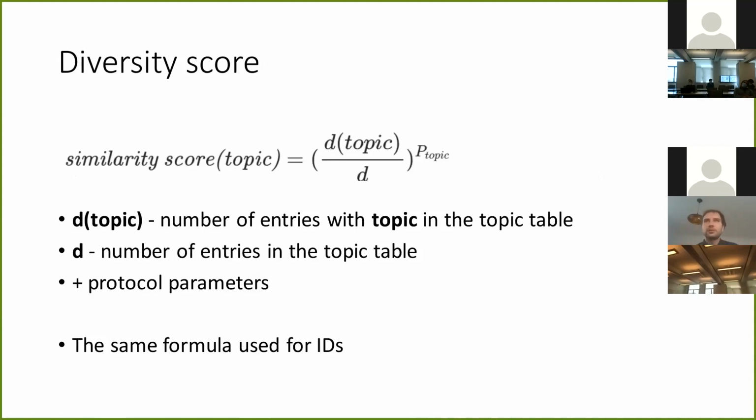And so if we start with the topic, this is a very simple formula. Again, we can ignore this power here. This is just a parameter. But when I receive a registration for a specific topic, I will take the number of registrations I already have for this topic, and I'll divide it by the total number of registrations that I have in the table. So if I receive a registration for a topic that I don't have in my table, the score will be 0. And if I receive a registration for a topic and I already have this topic in my table, the score will be 1, so the highest one. And we use exactly the same formula for IDs as well.